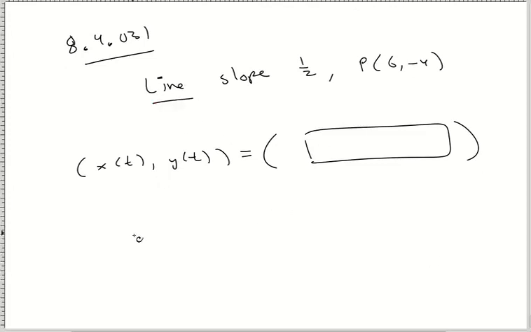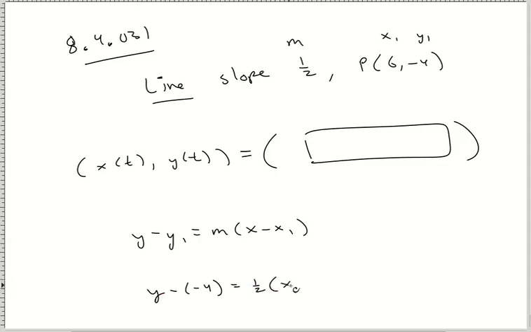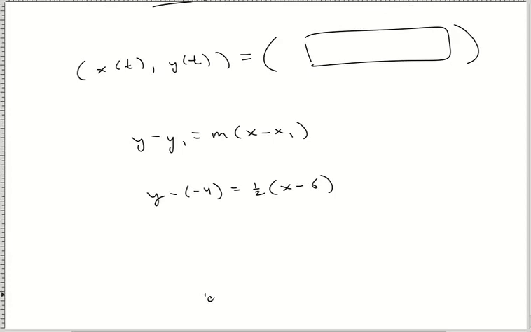Well, when I see line, I see y minus y1 is equal to m times x minus x1, just like that. We have our m, I have an x1, I have a y1. Here we go. Y minus a negative 4 is equal to 1/2 times x minus 6. I'm going to simplify it a tiny bit, of course. So we got y plus the 4, 1/2 x minus 3, move the 4 over, y is equal to 1/2 x, and then minus 7.